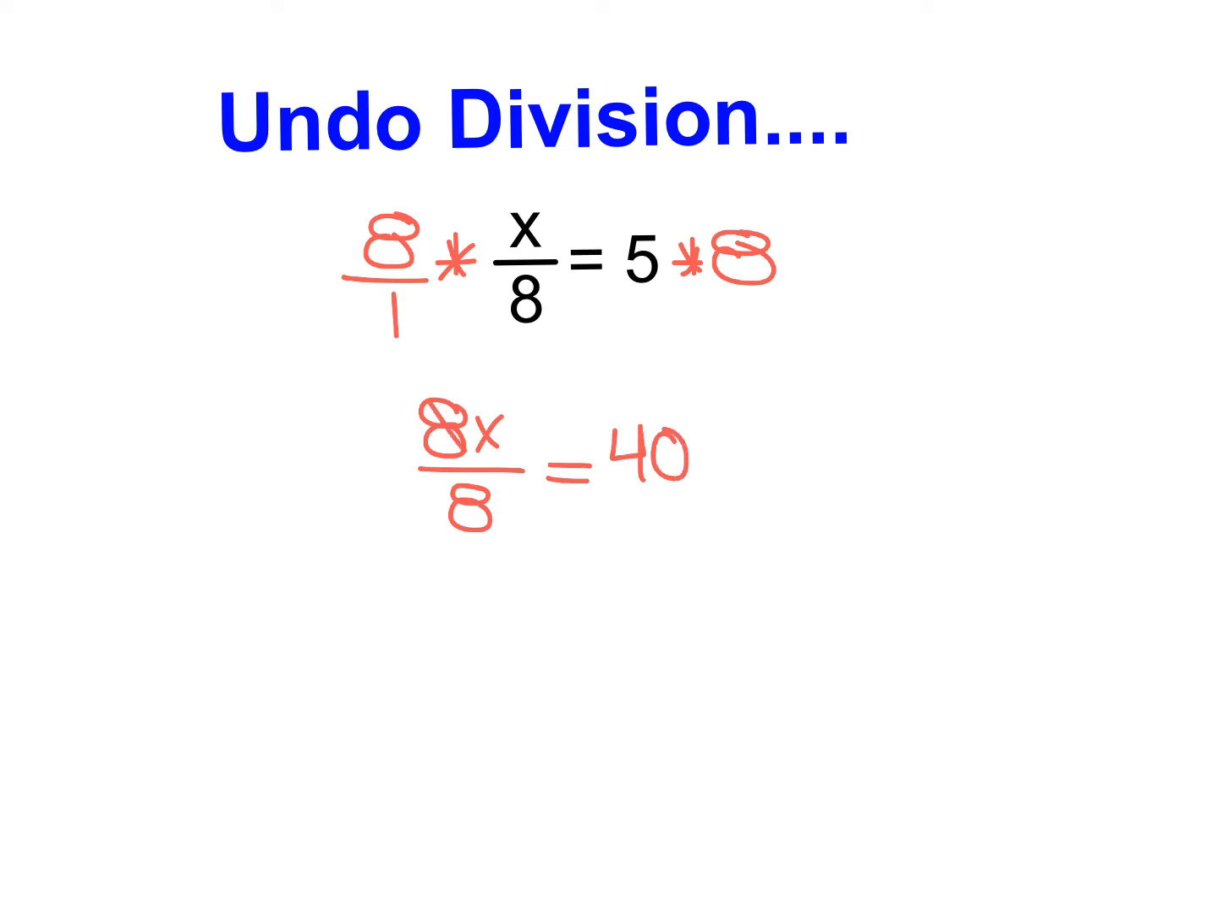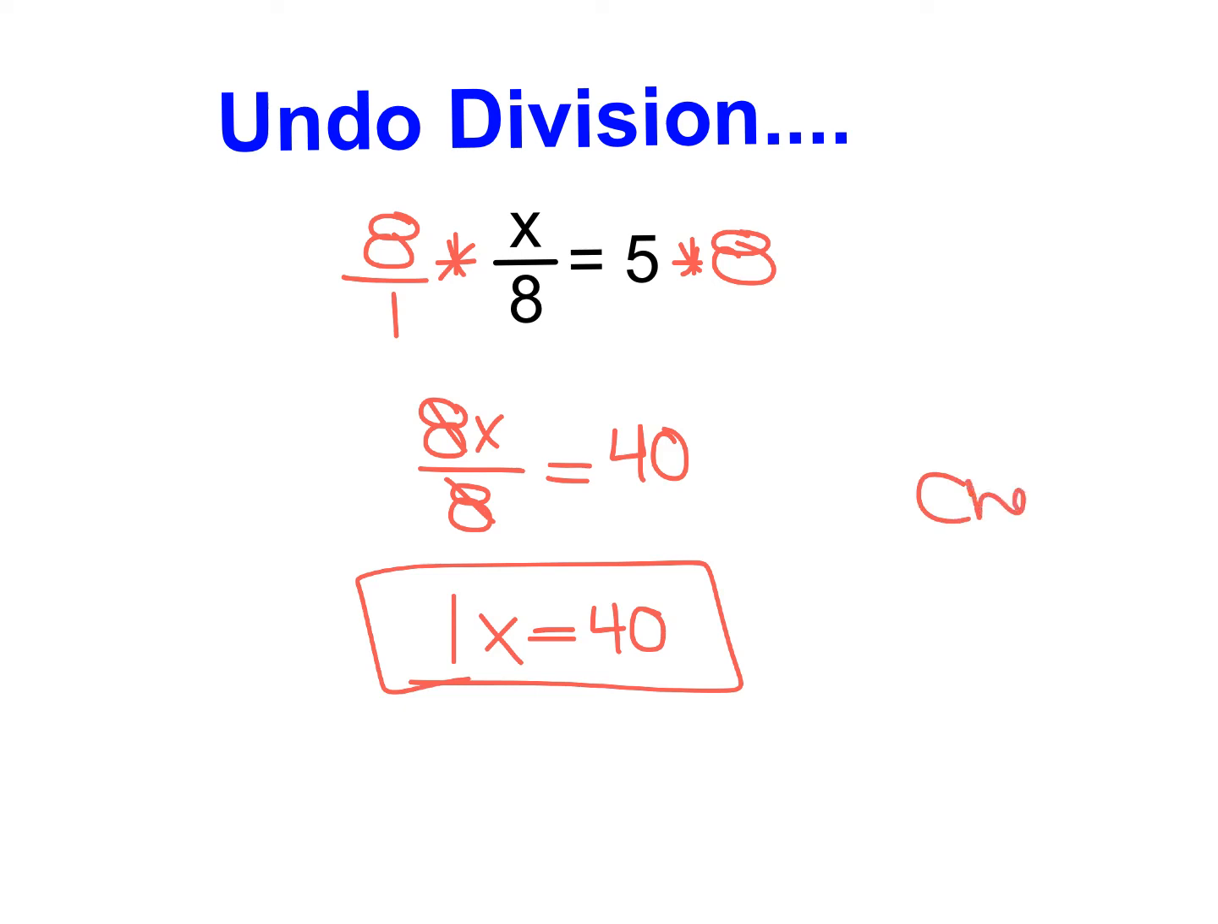Now, 8 divided by 8, we know is just 1. And as a result, those cancel out, and I'm left with 40. And then if I wanted to check my answer, I would be able to substitute that value back in. So I'd have 40 over 8 is equal to 5. And then if I simplify that fraction, they're both divisible by 8. So here I would have 5 is equal to 5, which is correct.